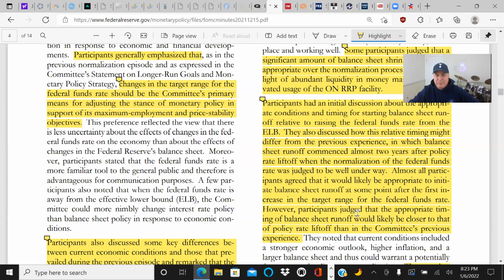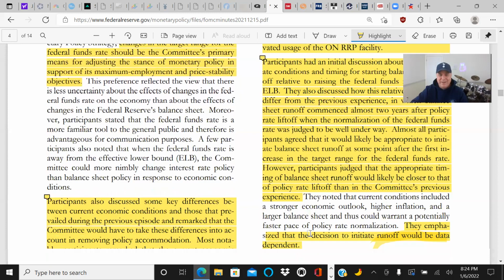However, participants judged that the appropriate timing of balance sheet runoff would likely be closer to that of policy rate liftoff than in the committee's previous experience. Now they're reading this, they're going, wait a minute, we're going to have an unwind. They didn't talk about that before. And now instead of being 2 years out, it's actually going to be faster, sooner in time than normal. So it's going to happen and it's going to be sooner than normal.